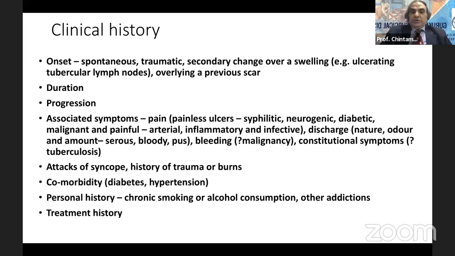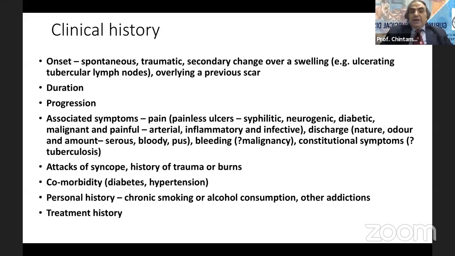Now I'm quickly going through the history. In an ulcer, what do you do? Onset: whether it was spontaneous, traumatic, secondary over a swelling, or a change. It could be ulceration of tubercular lymph nodes, or over a previous scar. If there's an ulcer over a previous scar, what is that called? Marjolin's ulcer. That can become malignant, and that can be squamous cell carcinoma. Duration is important. I've told you why. Progression is important. I've told you why.